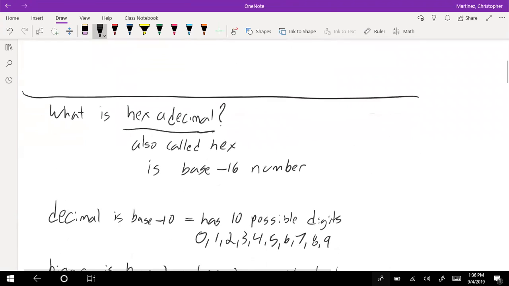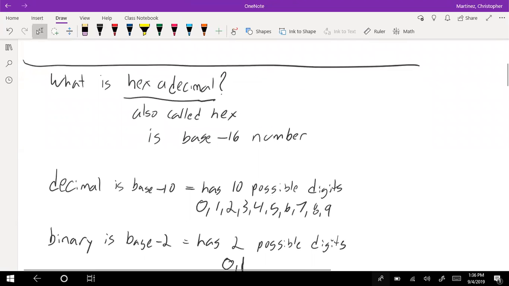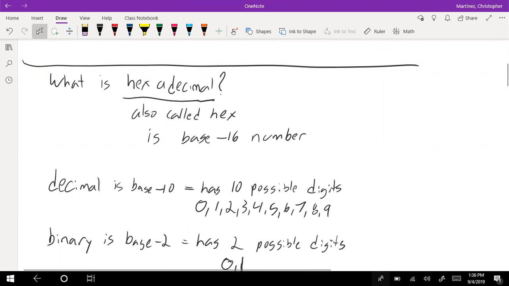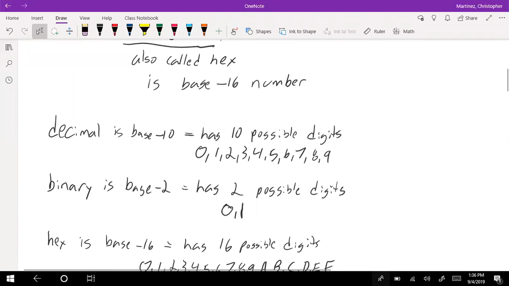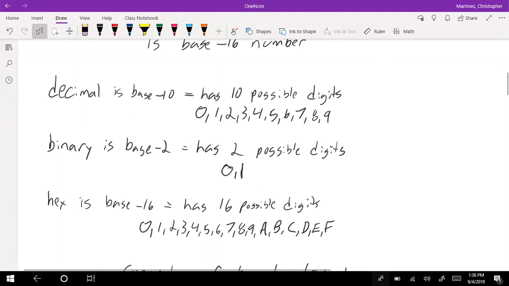All right, so what is hexadecimal? Well, hexadecimal, oftentimes referred to as just hex numbers, is a base 16 number. From an earlier video, we learned about binary and decimal. We know that has to do with the weights. Well, what I want to look at is, beyond just the weight, what digits are used.